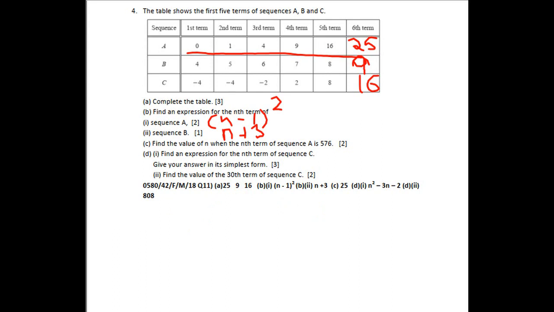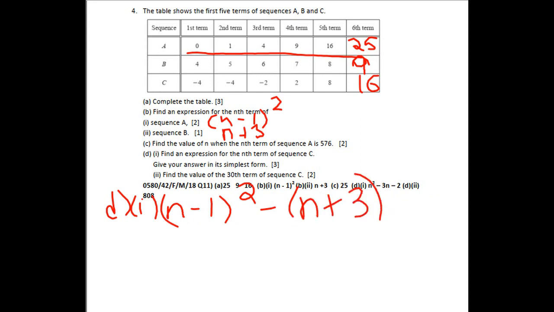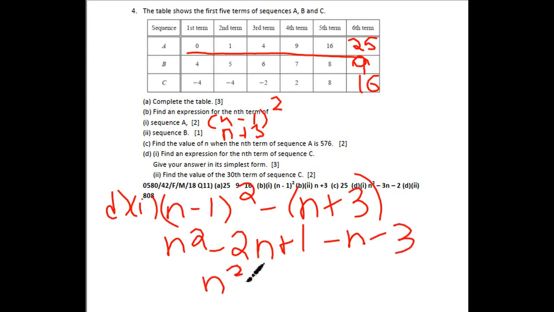Part D. Find an expression for the nth term of sequence C. So we got C by subtracting these two. So the nth term for sequence A is, we're doing D1, (n minus 1) whole square, and we need to subtract n plus 3 from it. We have to give the answer in the simplest form. So this becomes a square minus 2ab plus b square minus n minus 3, which gives us n square minus 3n minus 2, which is the answer for D1.